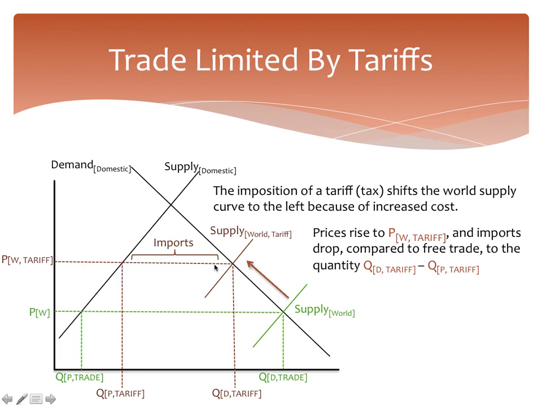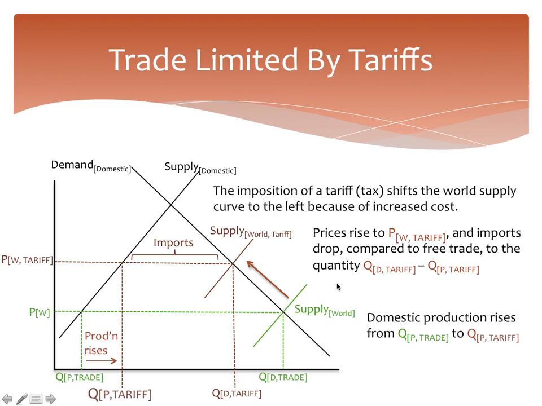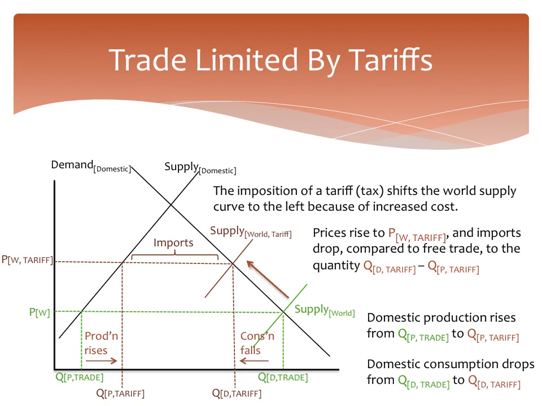So the difference here is this shortage is now less than it was, and therefore the amount that is imported is less. So domestic production rises, just to summarize, from the point QP trade to QP tariff, and domestic consumption drops from QD trade to QD tariff, and the D is for demand.